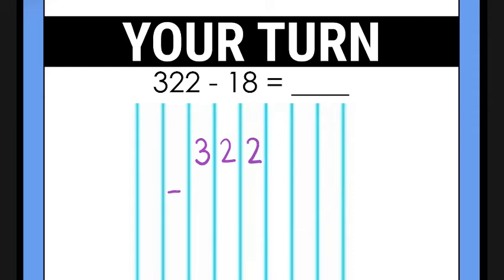minus 18. Now when I'm adding in 18, does my 1 go in the hundreds, the tens, or the ones? The 1 for 18 goes in the tens, and the 8 goes in the ones. So if you want, you can put a 0 in there so that you don't get confused. And that way your minus sign isn't in the way or anything like that.